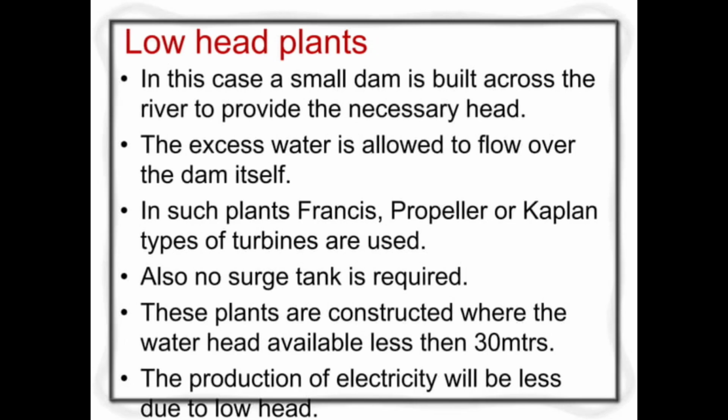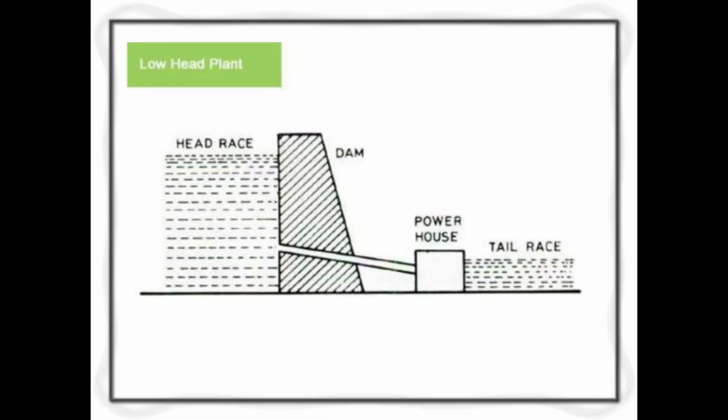The production of electricity will be less due to low head, because the kinetic energy of the water will be less compared to the high head plants. So this is a schematic diagram of a low head plant. This low head dam increases the height of the water. While it is opening, the water flows into the powerhouse with low kinetic energy.